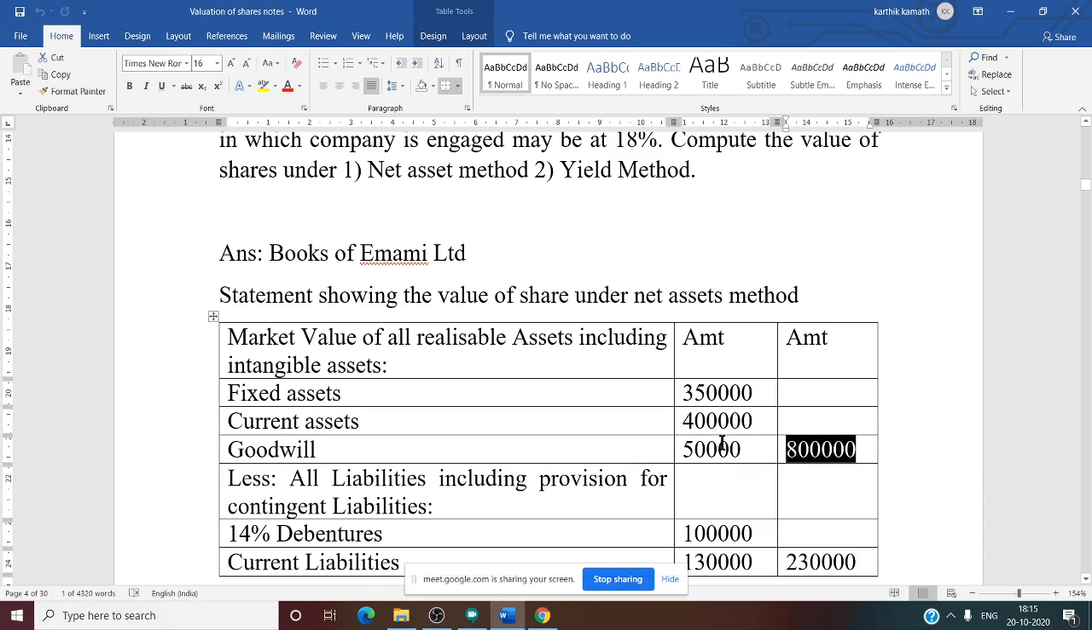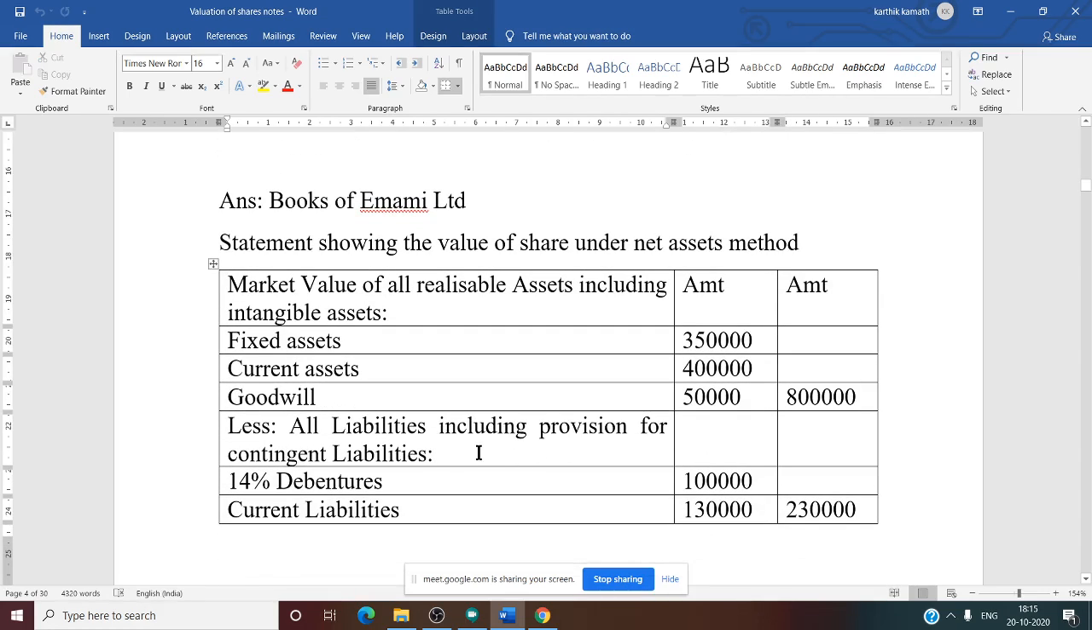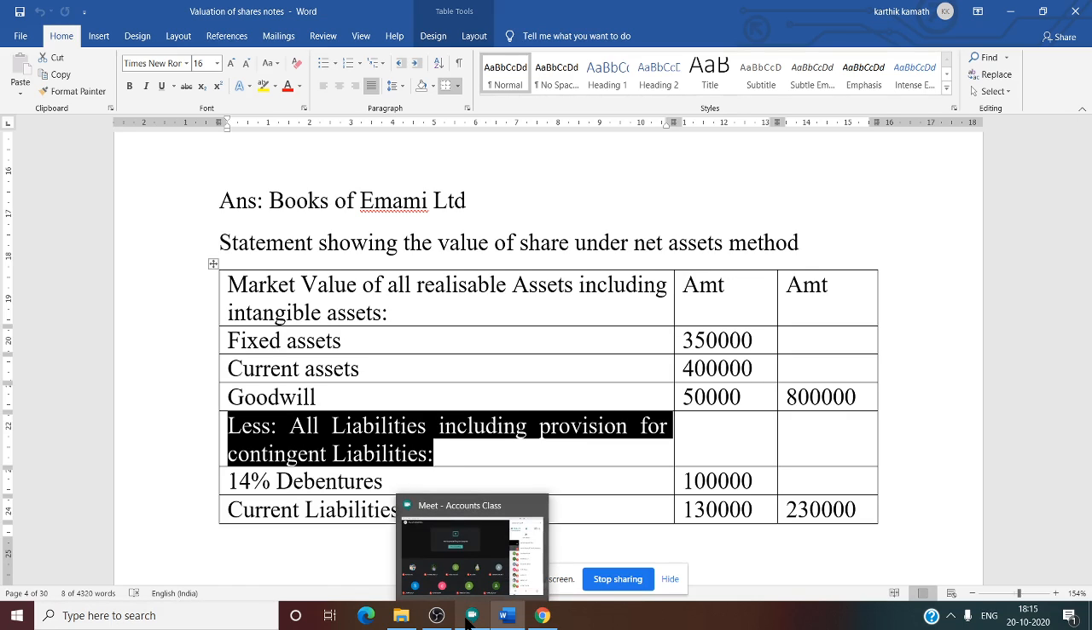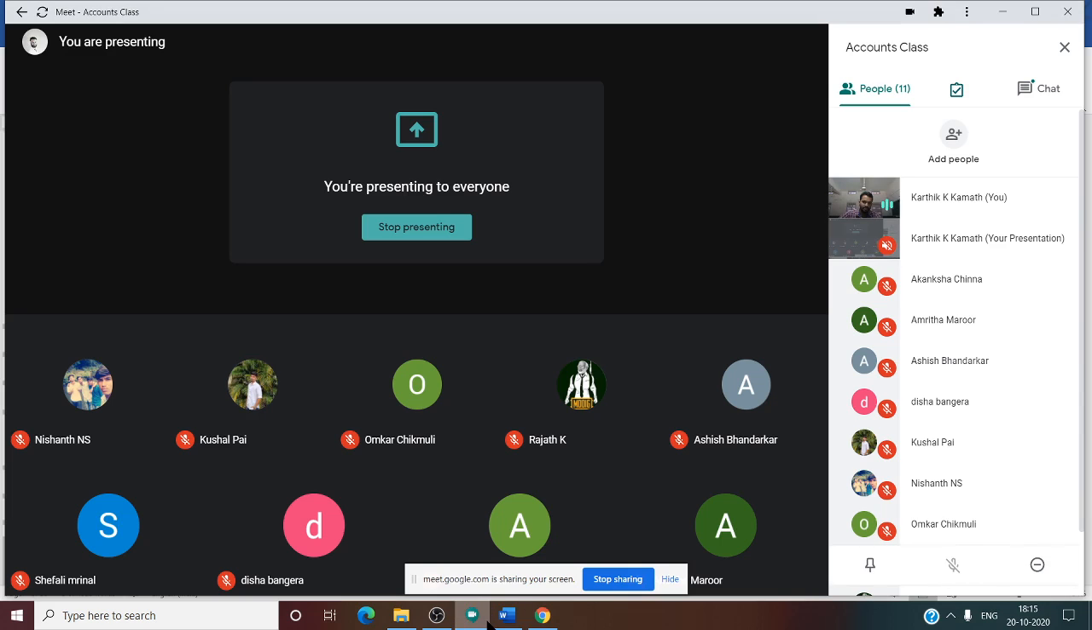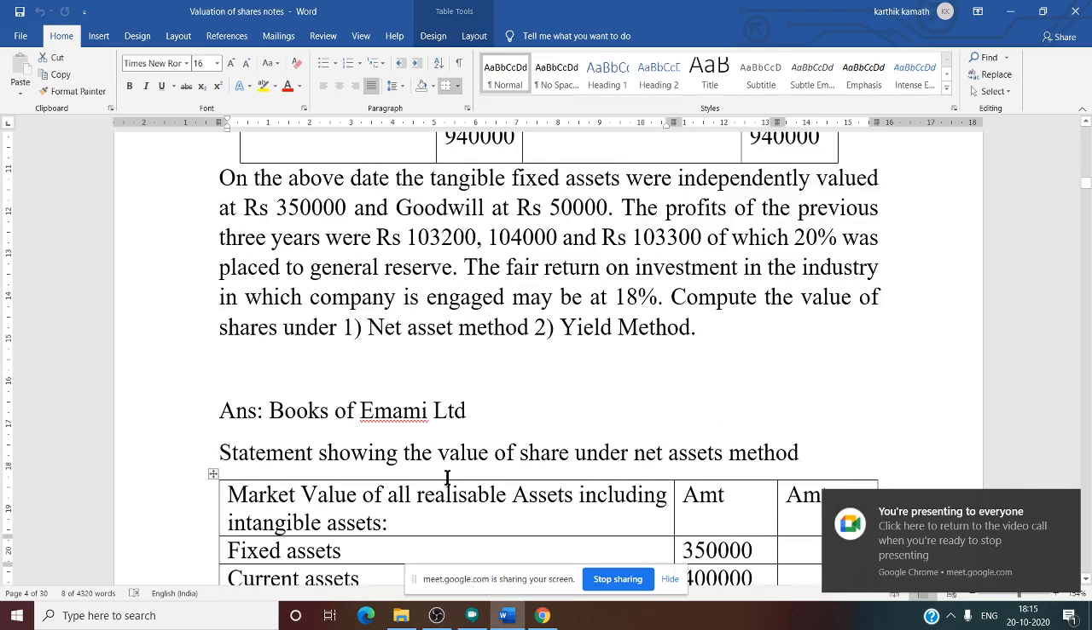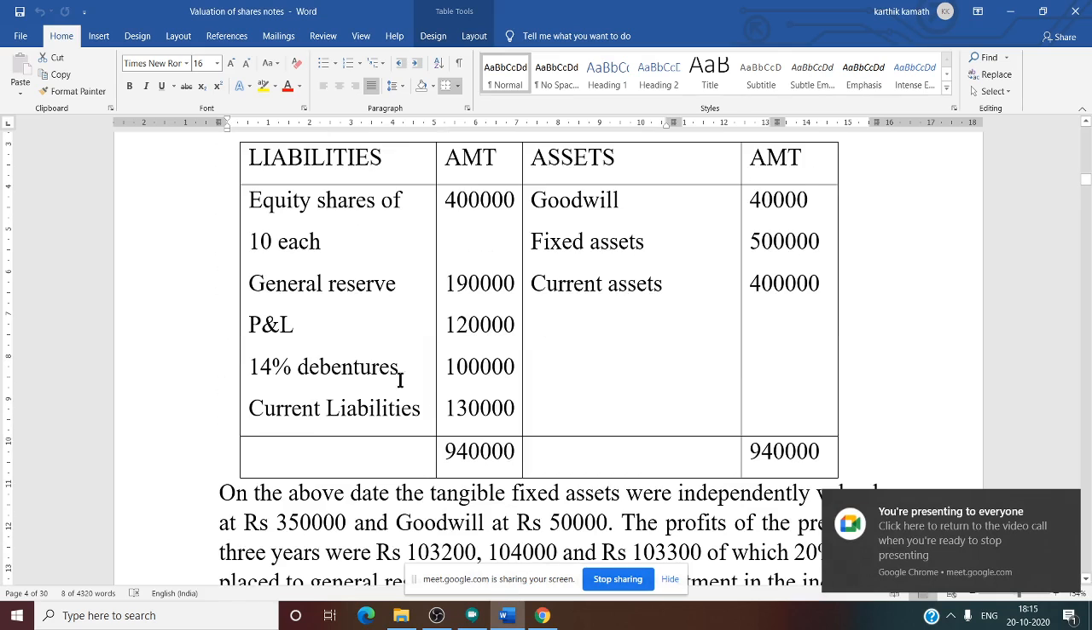From 8 lakh you need to deduct the agreed value of liabilities. So write: less all liabilities including provision for contingent liability. That means any future uncertain liability that sometimes arises because of a future uncertain event; such liabilities are known as contingent liability. But in this question, they have not mentioned contingent liabilities. So you are required to write only external liability. All liability means external liability only, not shareholders fund.